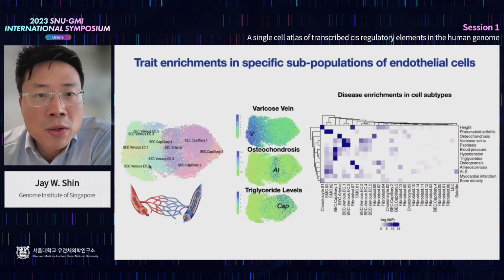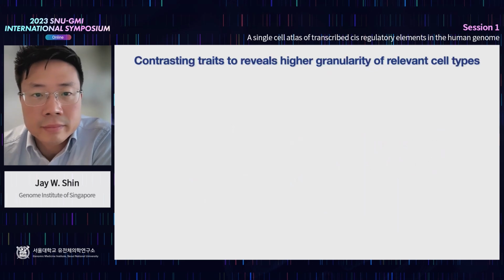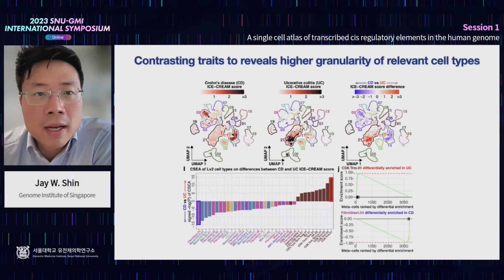As I mentioned, it can go into higher resolution with the venous endothelial cells, capillaries or arterial endothelial cells, and different subtypes are associated to different disease traits, such as varicose vein enriched in venous endothelial cells, osteochondrosis in arterial endothelial cells, and triglyceride in the capillaries. So this is the same representation but in a different color.